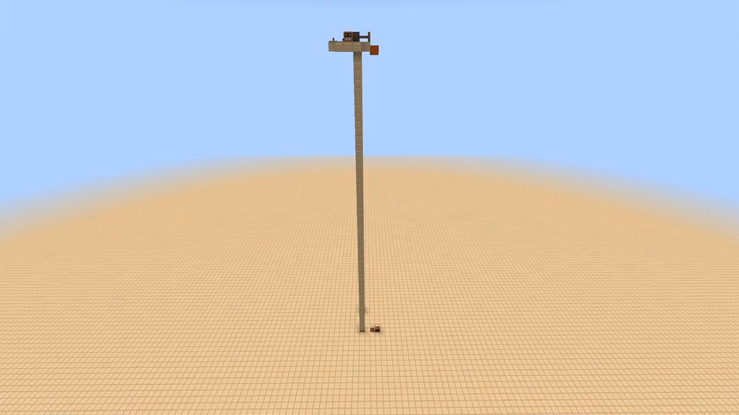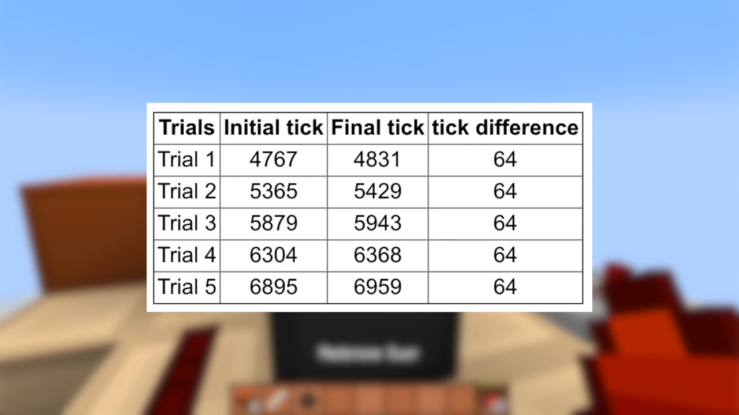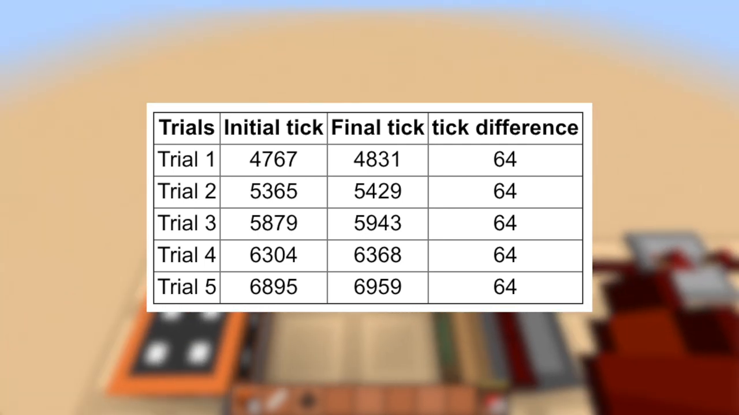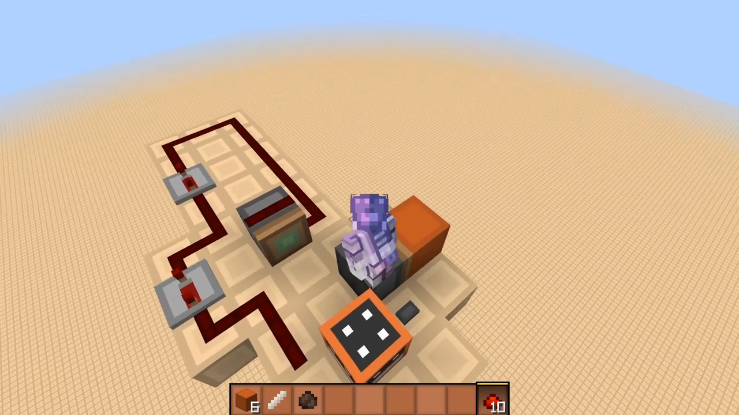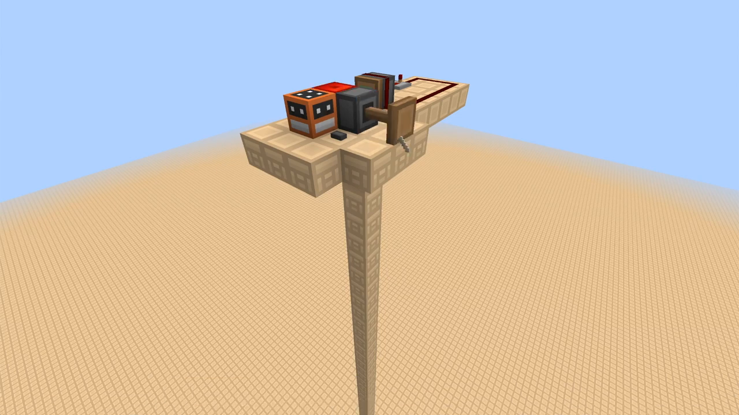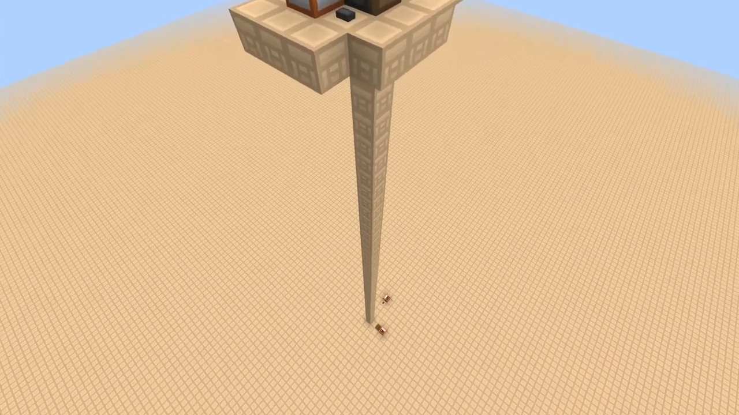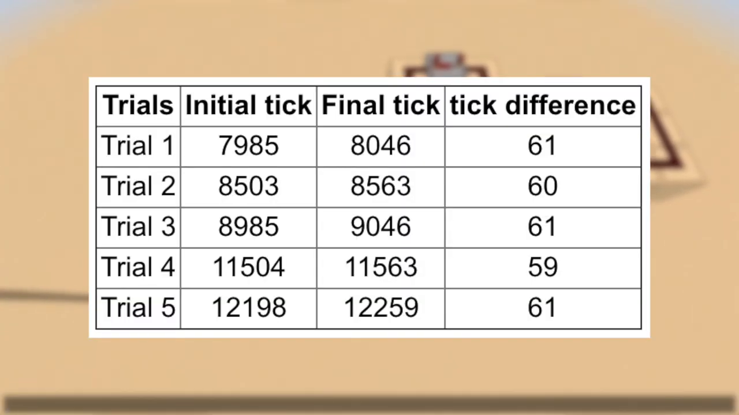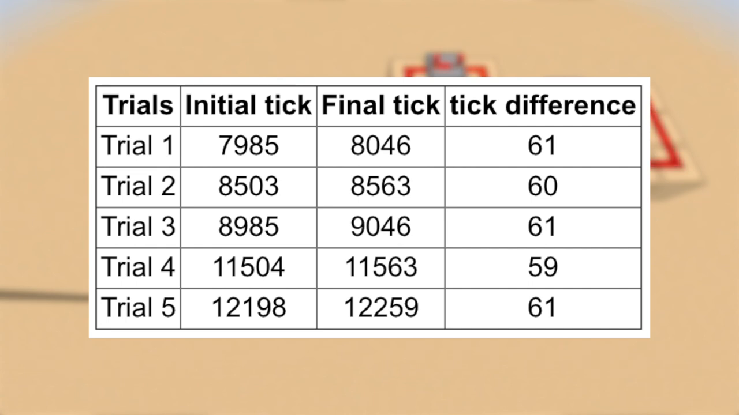The trials with the sand block are simple. Just push the lever and record the time. As the command blocks are precise, all 5 readings came out to be at exactly 64 ticks. With the bone, however, the reading came out differently. Out of 5 trials, 3 were 61 ticks, 1 was 60 ticks, and 1 was at 59 ticks.